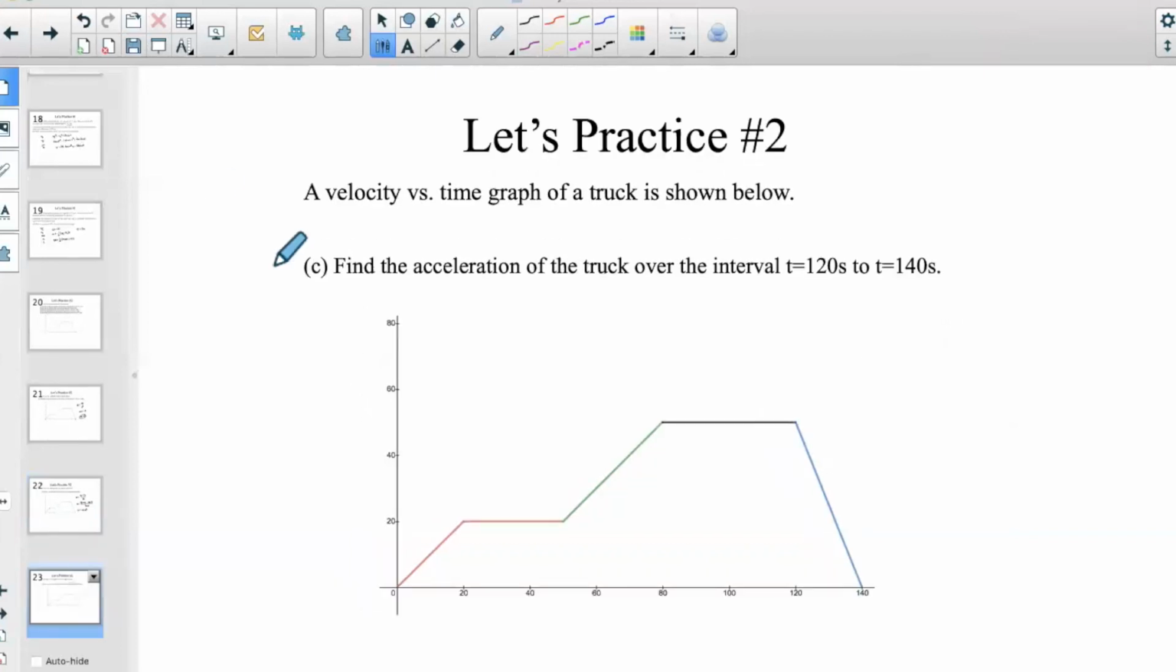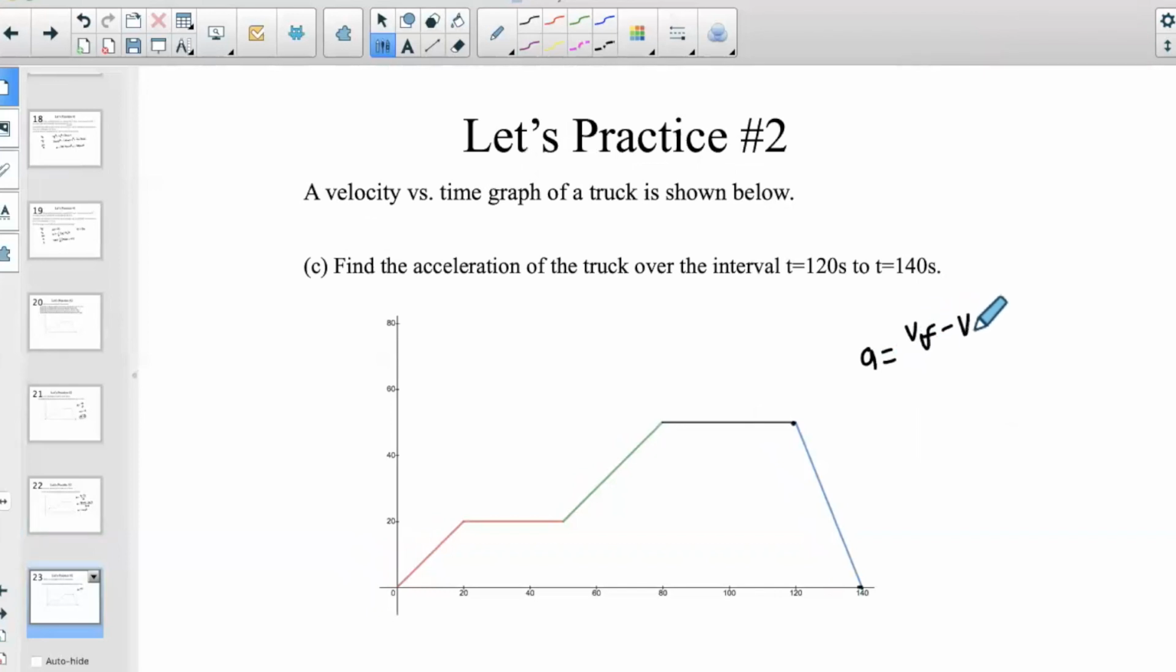Moving on to part C, we want to calculate another acceleration, this time over the interval t equals 120 seconds to t equals 140 seconds. So we have our initial velocity and we have our final velocity. So we can once again use the same equation.